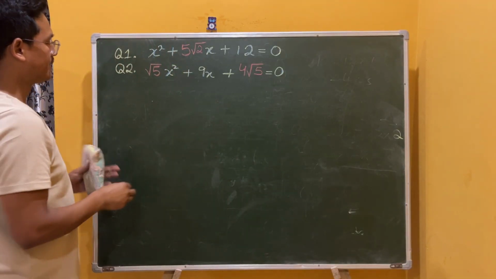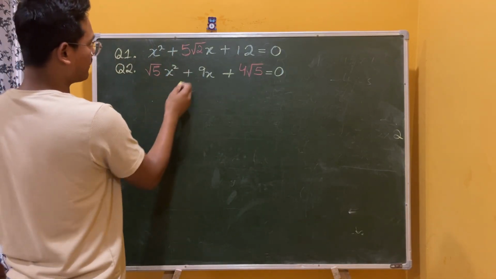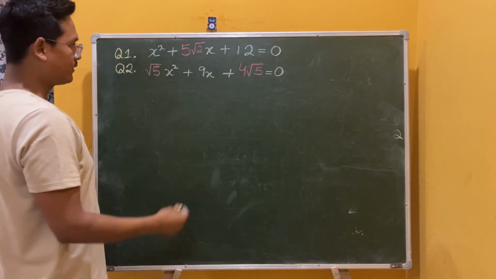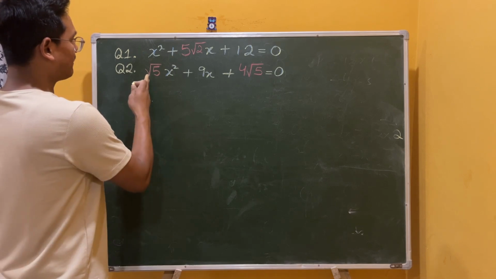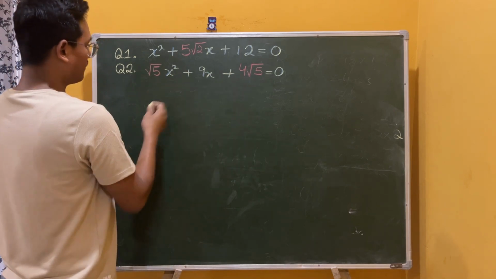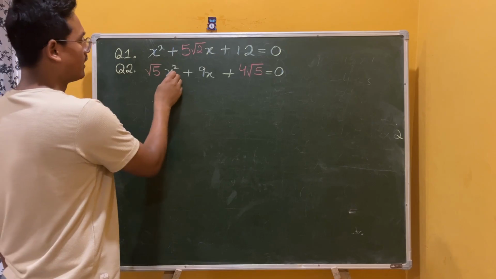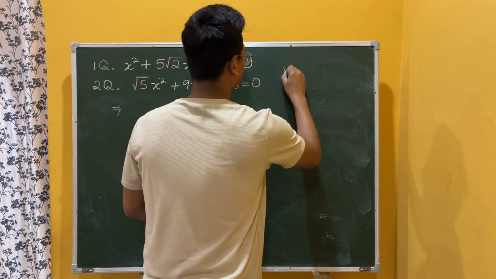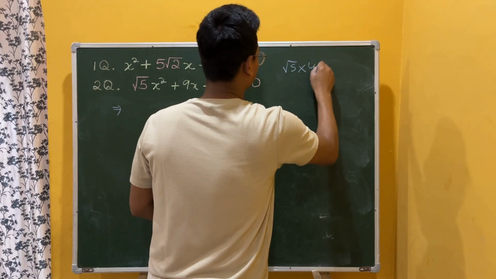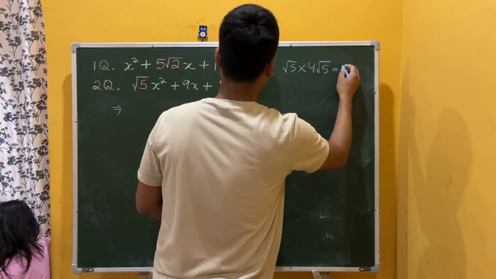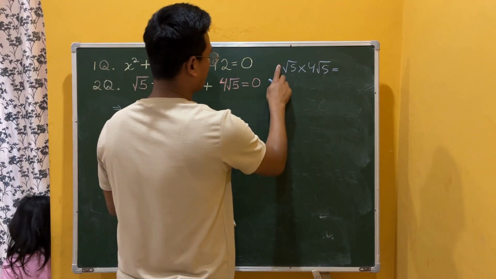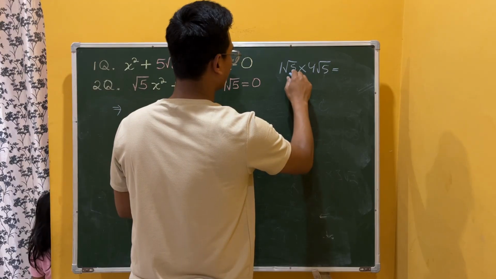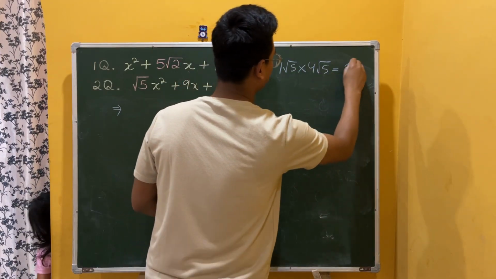It says root 5x square plus 9x plus 4 root 5 equals 0. So here also what do we do? We multiply the first two. We multiply the coefficient of x square with the constant term. So root 5 into 4 root 5 equals how much? Root 5 times root 5 is 5, 1 into 4 is 4, 4 times 5 is 20.